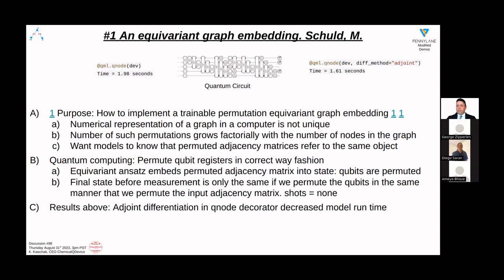The end of this is basically adjoint differentiation and how the QNode decorator decreased model runtime. As far as I know, @qml.qnode in PennyLane is called the decorator. The QNode on its own is called QNode, and the decorator is @qml.qnode. To change differentiation methods, which affects training, the machine learning component of the AI behind it, you have to do it through the decorator. You can't do it through the device, like dev equals device. So adjoint through that. That's the first one.